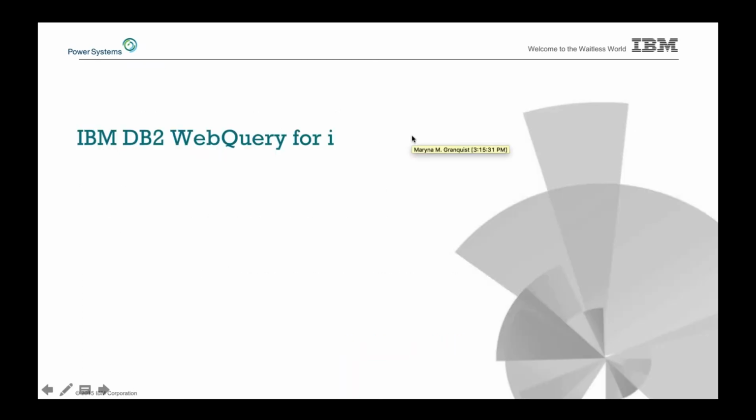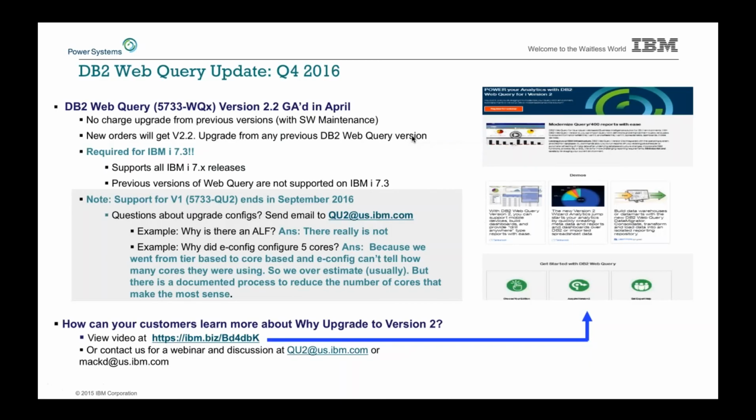Next, I'm going to spend just a minute on DB2 Web Query. DB2 Web Query had a brand new version come out in April. It was version 2.2. It's 5733 WQX. It is a required product for 7.3, as the old version, QU2, will no longer run on 7.2, and for that matter, it'll be going out of support in September of 2016. Oh, look at that. It's now October. Who knew? So that's already out of support.